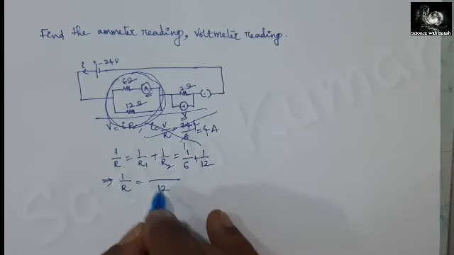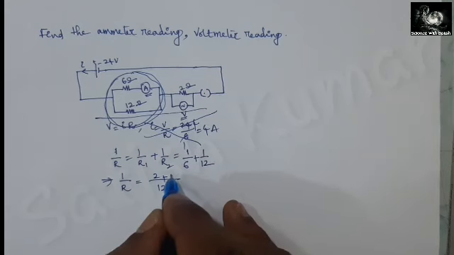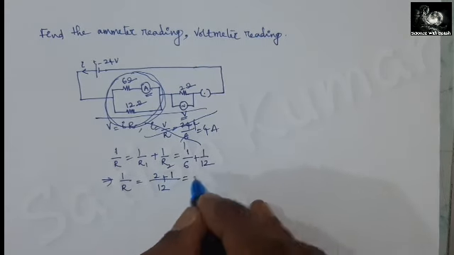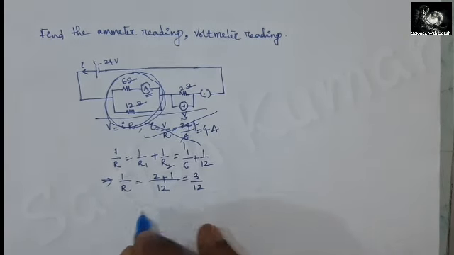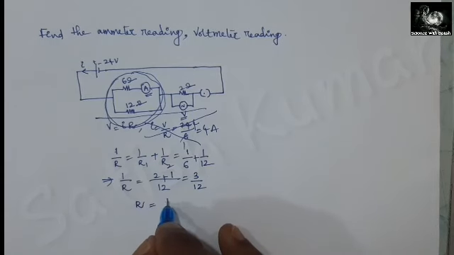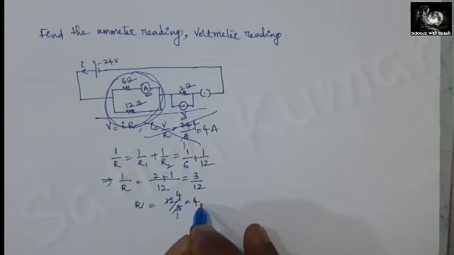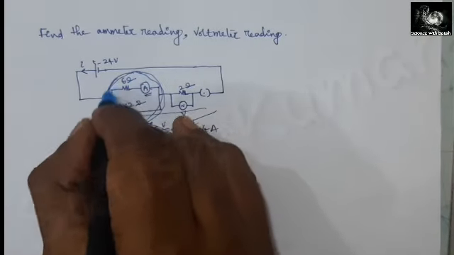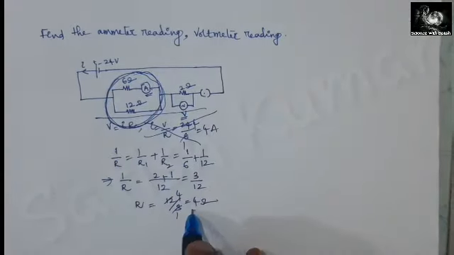12 is the LCM, so 6 twos are 12 and 12 ones are 12. So, 3 by 12. So, R is equal to 12 by 3, which is 4. So, this is 4 ohms. The resultant of these two resistors is equal to 4 ohms.